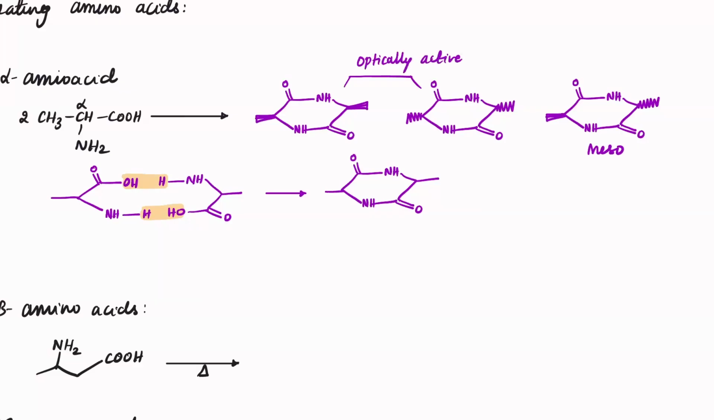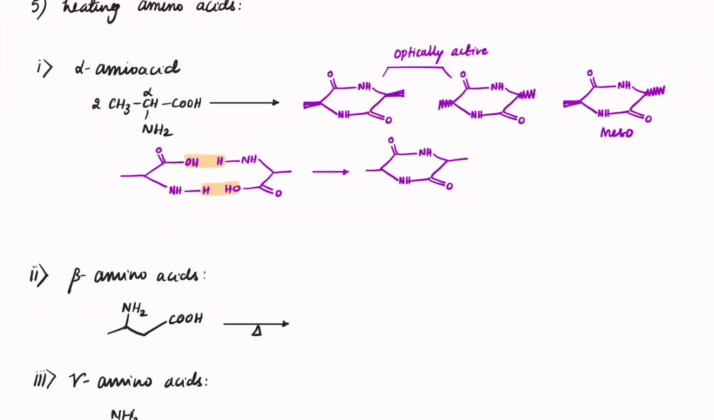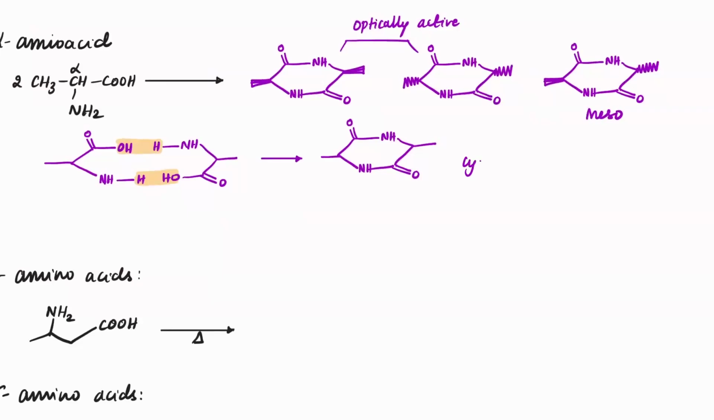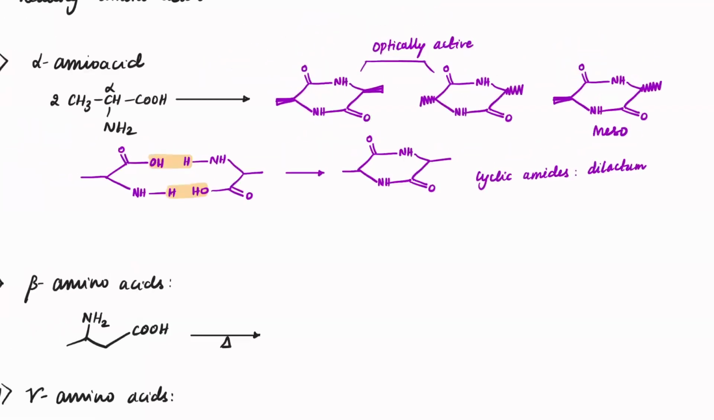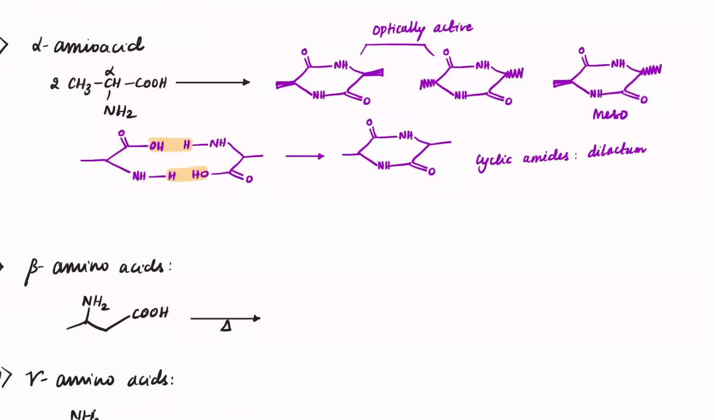These two will be optically active. Okay. So these are cyclic amides, cyclic in fact diamides. So these are called dilactams. Dilactam. Lactam is a term that is used for cyclic amides, just like how it operates for hydroxy acids.